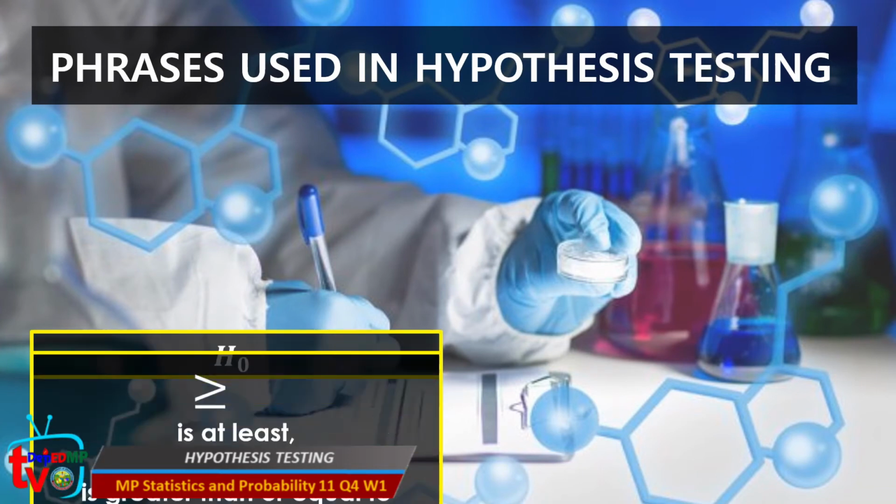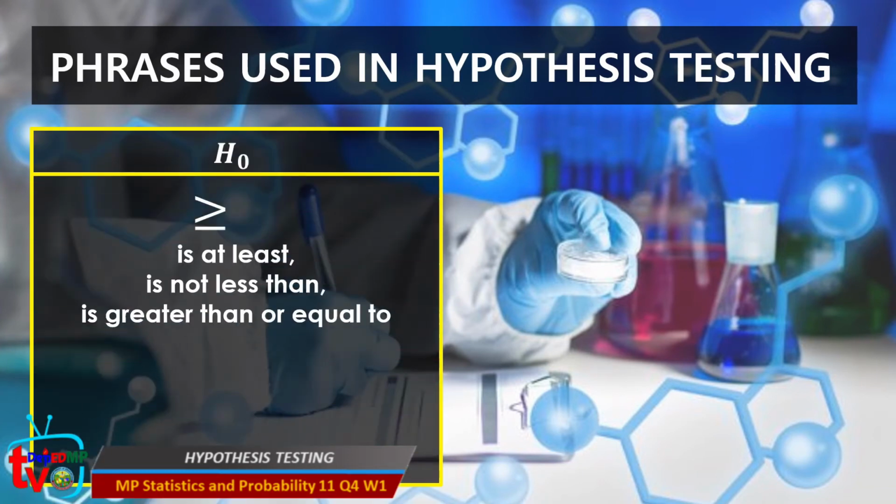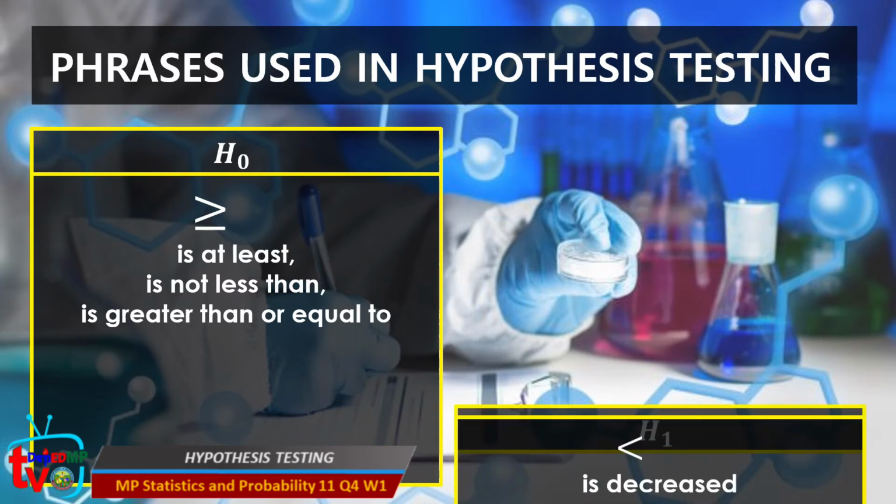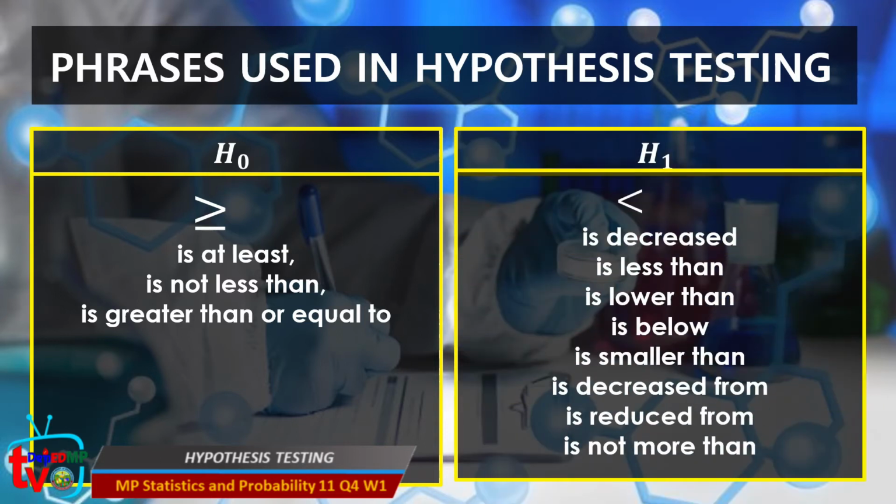Here's another one for null hypothesis. We have here the greater than or equal to sign, which is read as, is at least, is not less than, and is greater than or equal to. And for alternative hypothesis, we have here the less than sign, which is read as, is decreased, is less than, is lower than, is below, is smaller than, is decreased from, is reduced from, and is not more than.